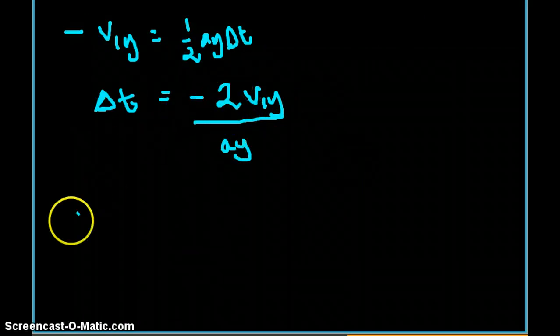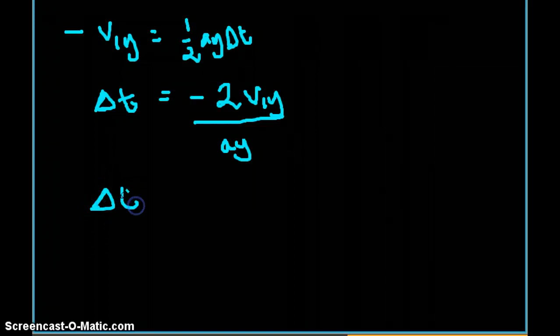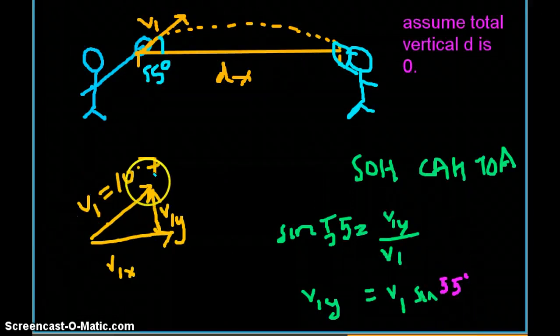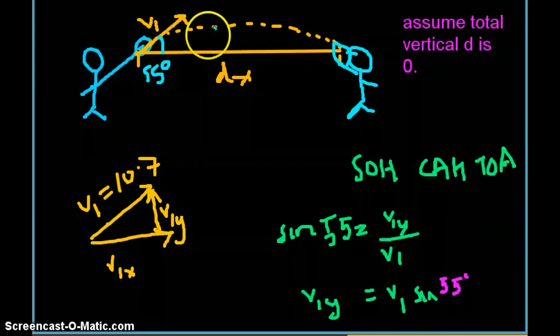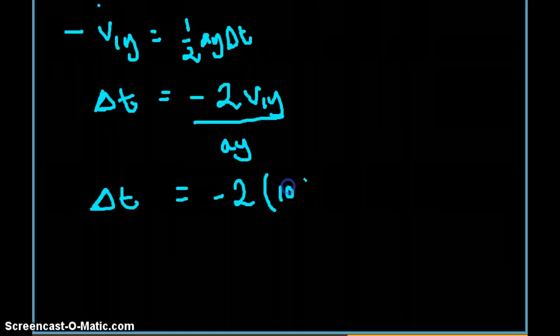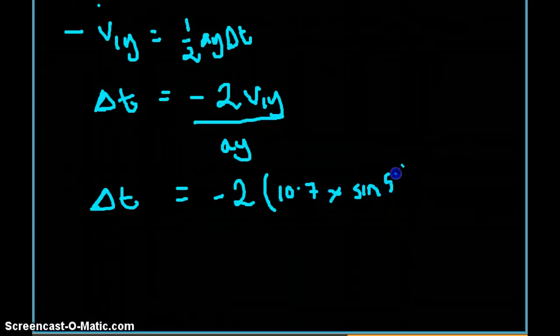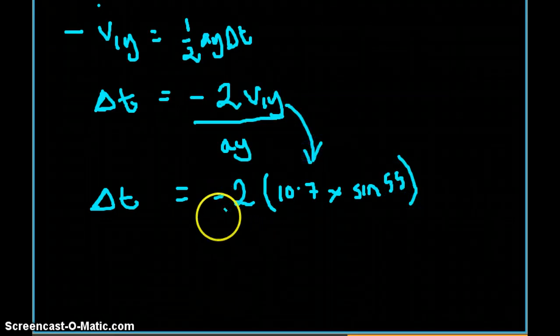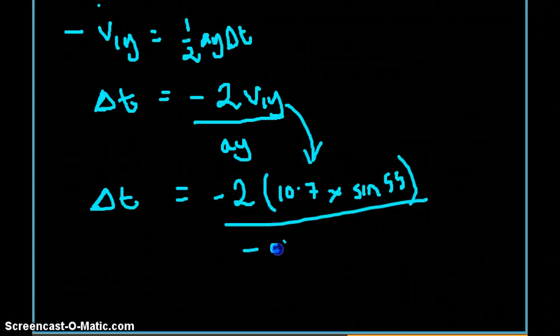on the right hand side of the equation, so we can just sub that in. So delta t equals -2 v1y. Remember, v1y was actually v1 times sine 55 because we broke it down into components, and v1 itself is 10.7. So essentially I have -2 times 10.7 times sine 55, that's my v1 expression right here, and this whole thing divided by -9.8 meters per second squared.